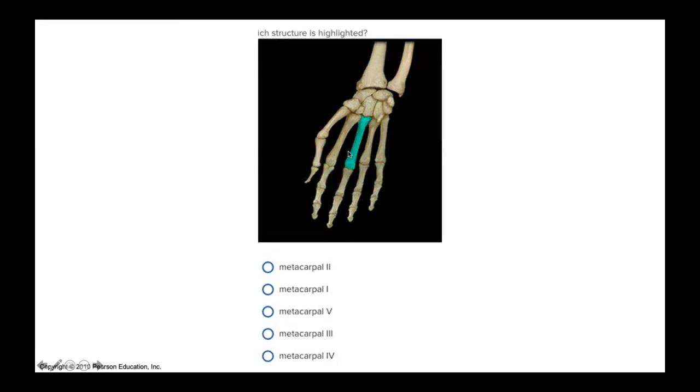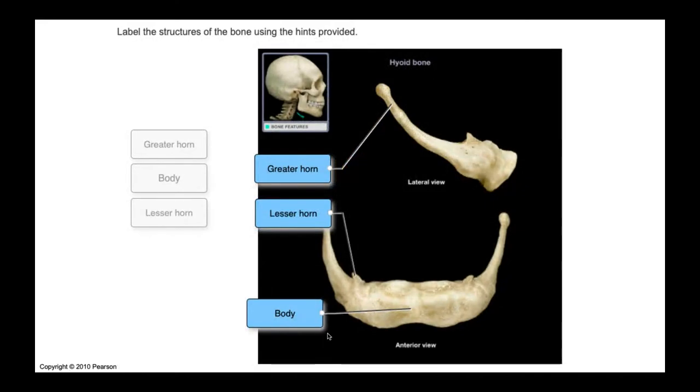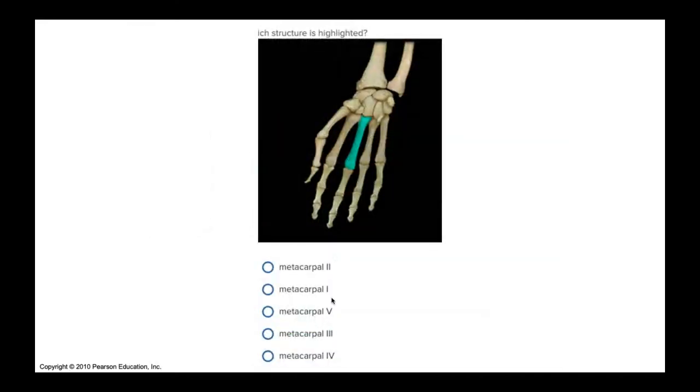Okay, so they want to know, what is this highlighted? Which metacarpal is it? Thumb is digit 1. This is 2. The middle digit is 3, 4. The pinky is 5. So this is metacarpal 3. So we'll stop here, and then we will start the lower extremity.